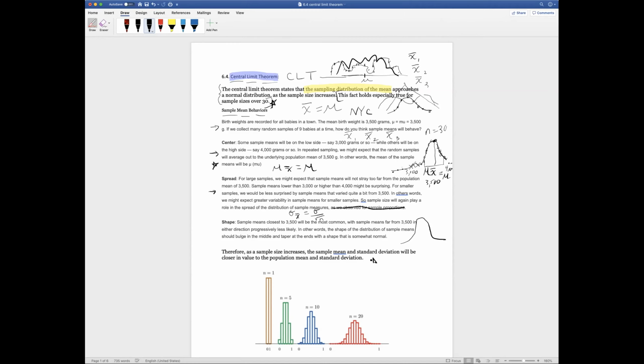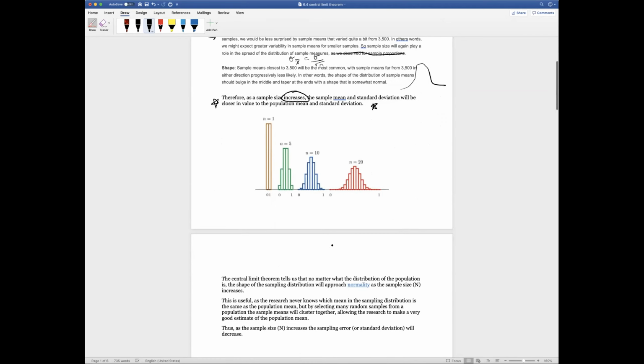And so the important part that we're going to take away from here is as the sample size increases, the sample mean and standard deviation will be closer in value to the population mean and standard deviation. So that means the more samples that we can get, the closer we can actually get to our population size, the less error we're likely to have in our computation. So let's take a look at this.